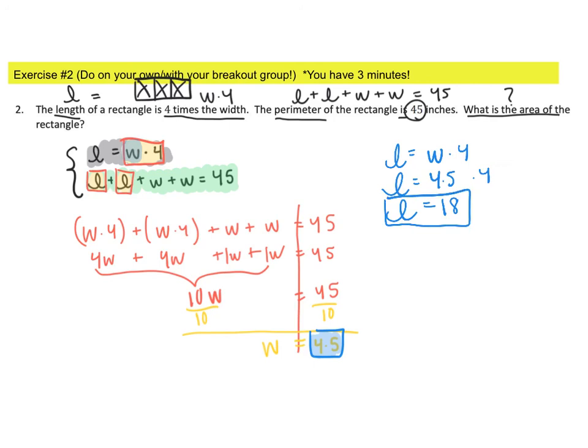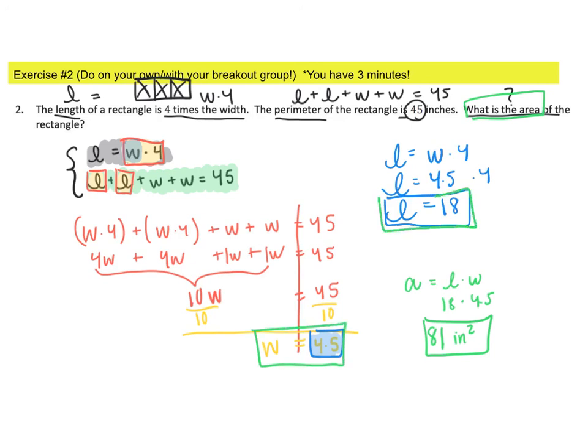Last thing that this question asks us is, what is the area? So area of a rectangle is just length times width. So we're just going to be doing our length, 18 times 4.5. The area of this rectangle is 81 square inches. Okay, we found our width, found our length, and we multiply them to get the area. We're going to move on to our exit ticket now.